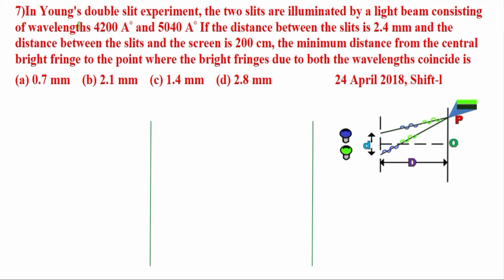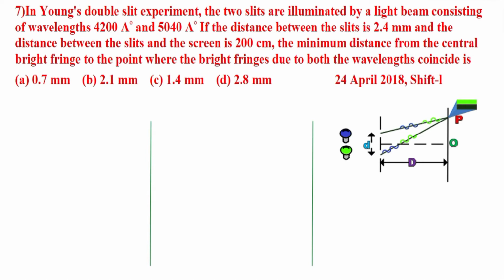Now let us go to our 7th question. In Young's double slit experiment, the two slits are illuminated by a light beam consisting of wavelength 4200 angstroms and 5040 angstroms. If the distance between the slits is 2.4 millimeter and the distance between the slits and the screen is 200 centimeters, the minimum distance from the central bright fringe to the point where the bright fringes due to both the wavelengths coincide is.